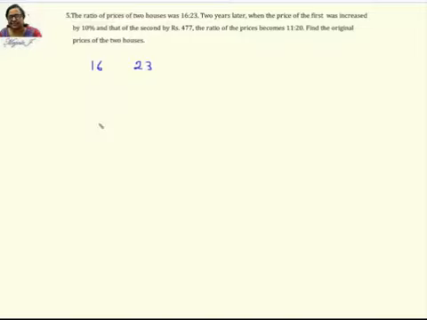First step, what you're supposed to do? With any ratio, you can't do any kind of calculation directly. So first thing is you have to convert this as quantity by taking it as 16x and 23x. And given that the first value is increased by 10%. So how do you increase this by 10%? What is 10% of 16x? You just have to keep a decimal point here, right?